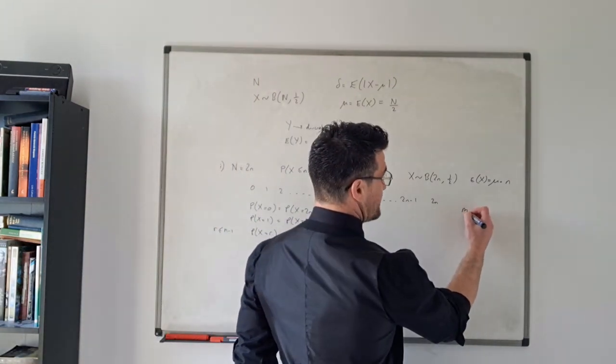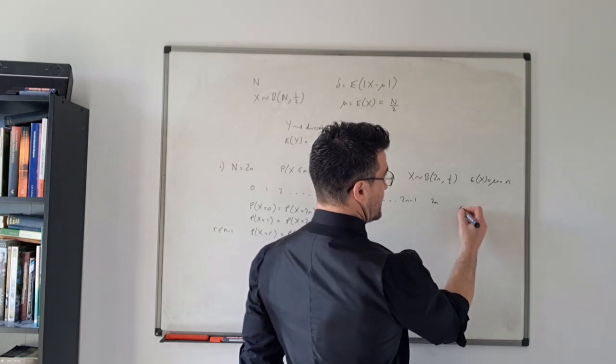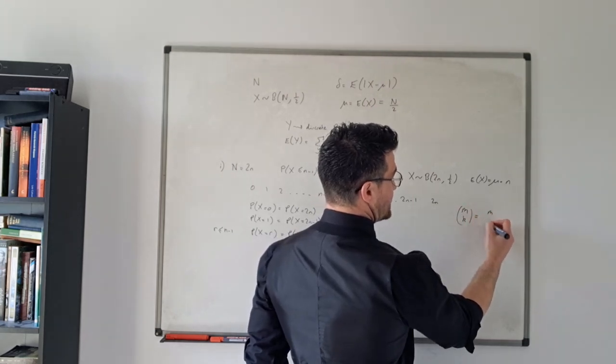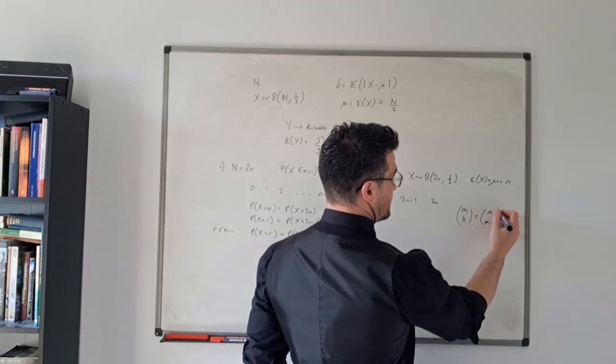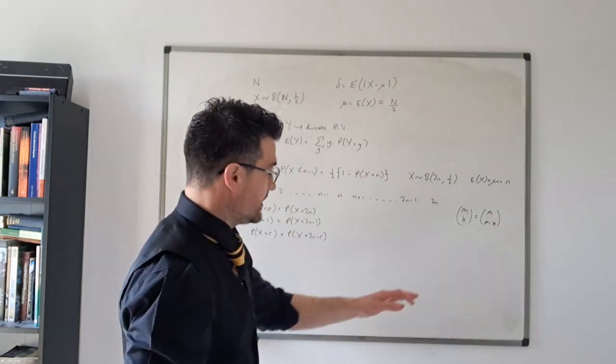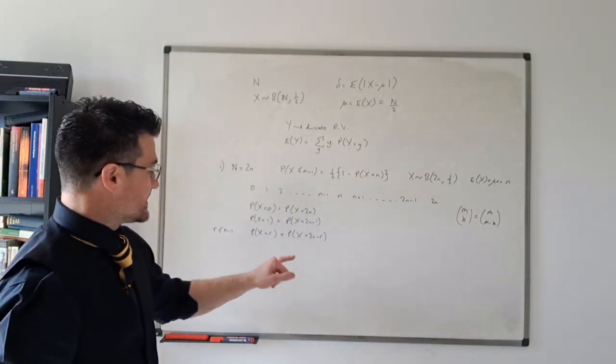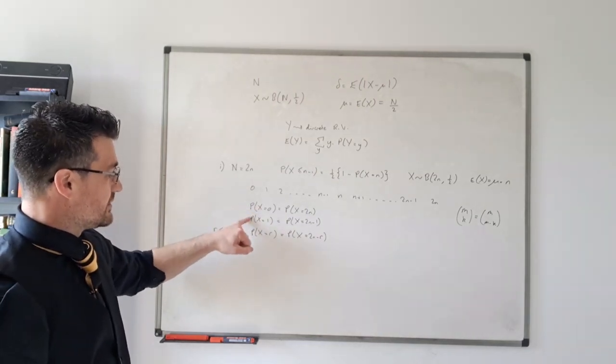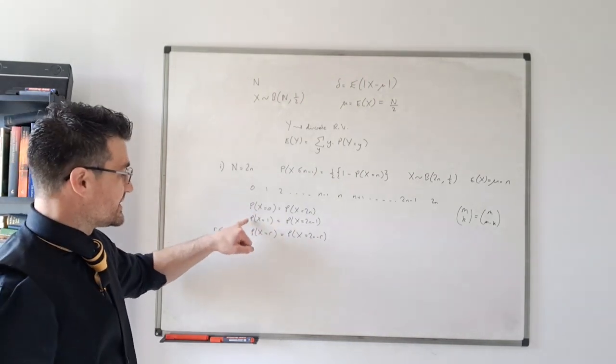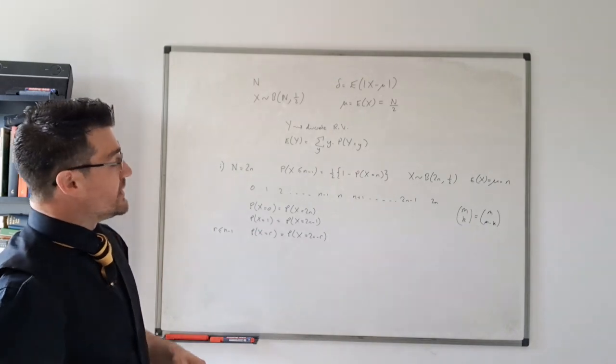This comes about by the symmetry exhibited by the binomial coefficients, for example. If we've got m choose k, this is equal to m choose m minus k. It's this that really allows me to assert each of these equalities.